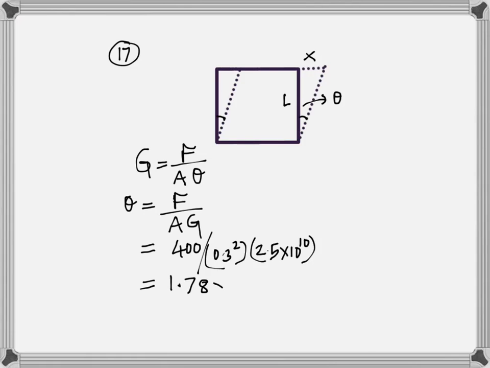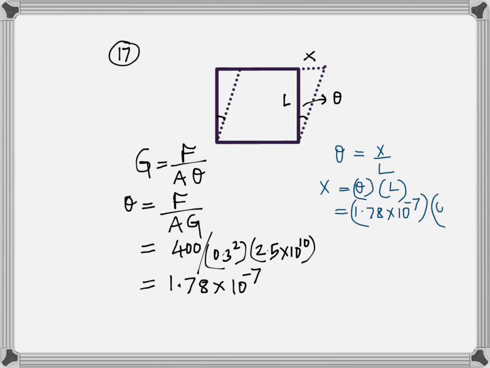Because each face is a square, isn't it? And the area of a square is A squared. So after you get theta, use x divided by the length and make x the subject. 1.78 times 10 to the negative 7 times 0.3. So you get 5.33 times 10 to the negative 8 meter.